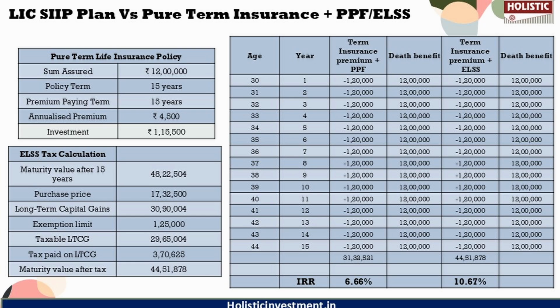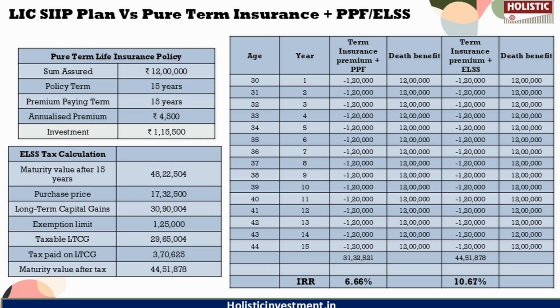To demonstrate the return for equity and debt, we have chosen PPF as a debt example and ELSS for equity. So the PPF account matures after 15 years and the ELSS fund value at the end of 15 years is subject to capital gains tax. So if you have any doubts regarding how the ELSS tax is calculated, we do have a small tabular column presented on the screen for your reference, which you can pause and see. So here the final maturity value of the PPF account is 31.32 lakhs, and the IRR for the pure term policy plus PPF combination is 6.66%.